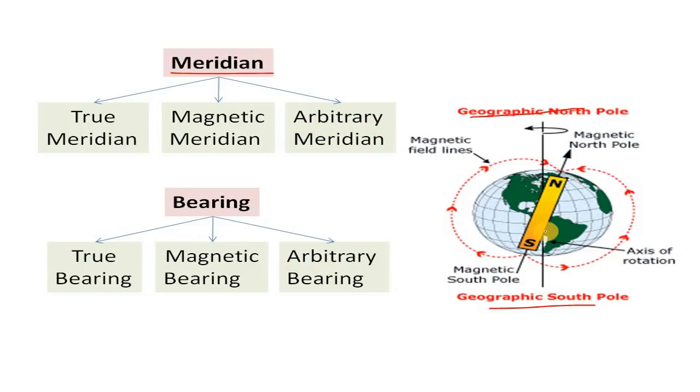If you suspend a magnet, then it stays in a position of magnetic north-south direction, from which you can know about the magnetic north and magnetic south at a place. Suppose this is our reference line, and this is a line. If the reference line is the magnetic meridian, then the angle measured is called magnetic bearing.